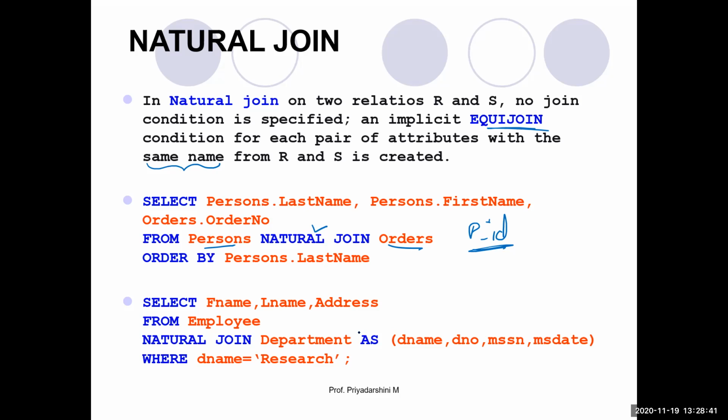In such a case, what option do you have? If you want to put a natural join, you can use "as D name, D number."